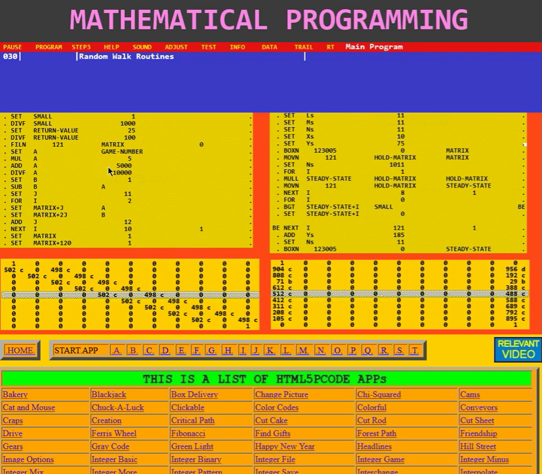add to it 5,000. Then we're going to divide that by 10,000. So now we're going to have a value around 1/2, 0.5. Then we set B equal 1, and we subtract A from it. That means the sum of A and B is 1. Well, that can be used in a matrix for transitions.